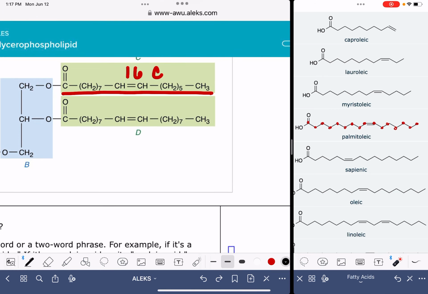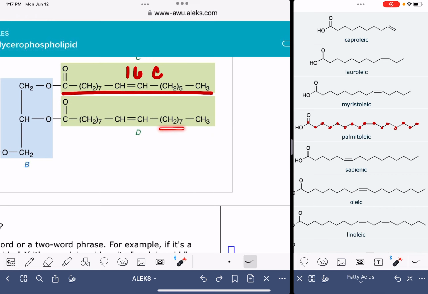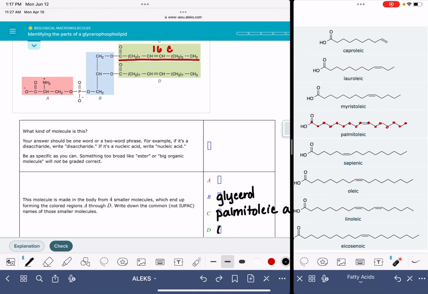Same kind of thing, we're going to look for the second fatty acid. This one is almost exactly the same, it just has 2 extra carbons in it. Maybe it's oleic acid. So it's going to be 18 total carbons with a carbon-carbon double bond starting at number 9. 1, 2, 3, 4, 5, 6, 7, 8, 9, 10, 11, 12, 13, 14, 15, 16, 17, 18, oleic acid. So this is oleic acid.